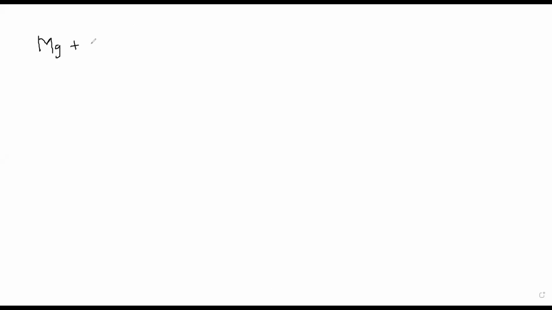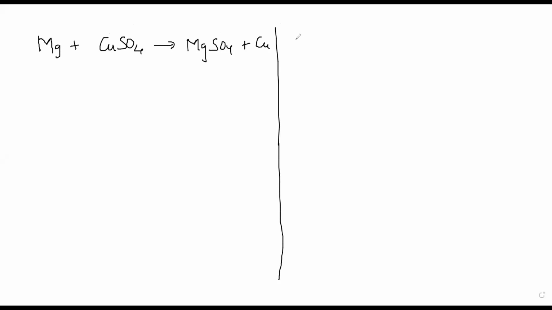In one, magnesium is reacting with copper sulfate to form magnesium sulfate plus copper. This is a displacement reaction. Another reaction, like in your case, is acid plus base: HCl plus NaOH gives you NaCl plus H2O. This is an acid-base reaction. That one is a displacement reaction. Both are different reactions, and the process of both reactions is also different.